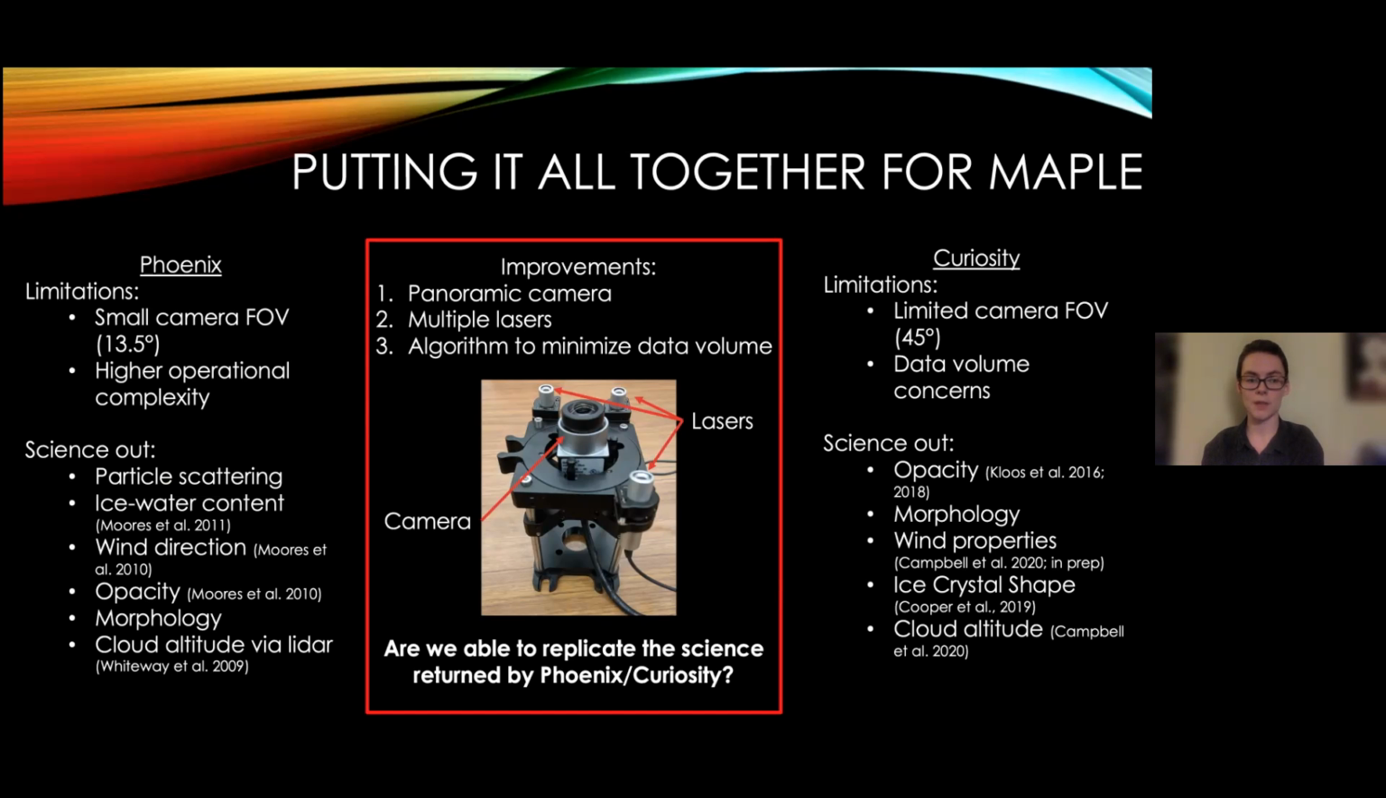So improvements that we've done here, I mentioned the field of view of the camera. So we're going to use a panoramic camera as that will be able to capture the whole sky. We're going to have multiple lasers rather than a single wavelength to try to characterize more particle scattering and particle size distribution. And as I mentioned with data volume concerns, we are creating an algorithm that can hopefully return data numbers rather than imagery and save a lot of data volume concerns there. And so our next question with Maple is, are we able to replicate the science returned by Phoenix and Curiosity?